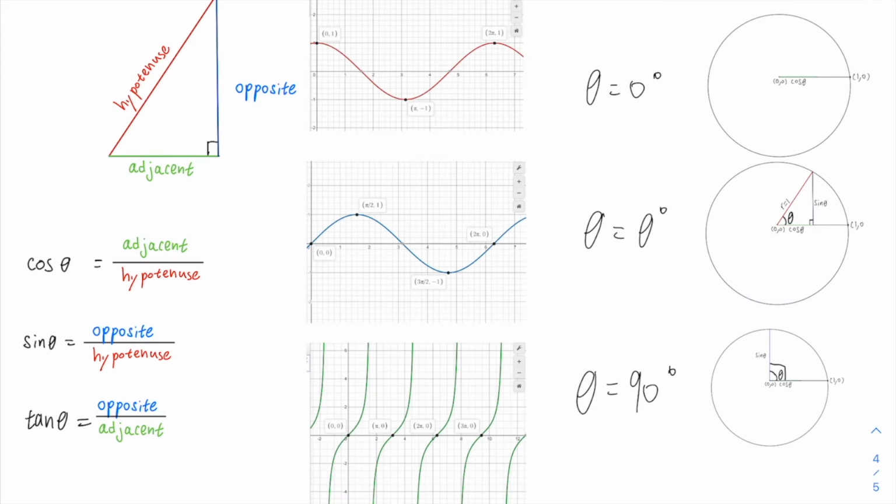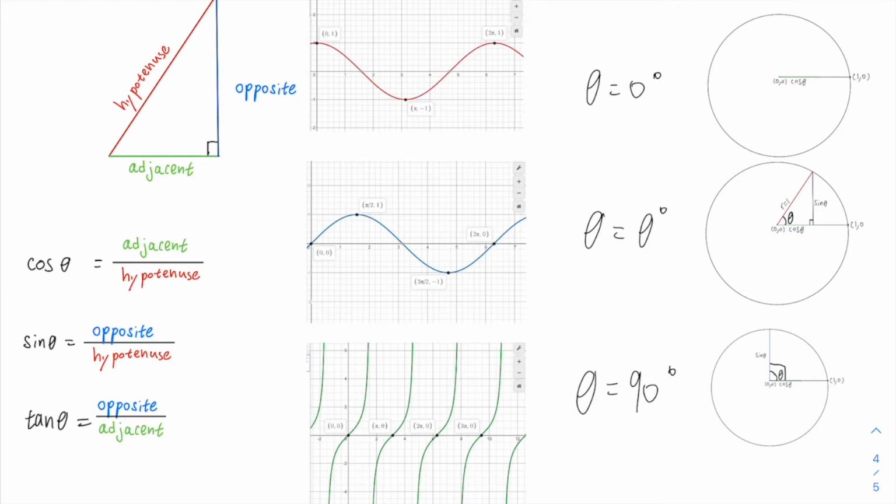So starting off from the basic definition of what is cosine, sine, and tangent. Cosine theta is adjacent divided by hypotenuse. Sine theta is opposite divided by hypotenuse. And tangent theta is opposite divided by adjacent. And remember, all three of these trig functions can only be used if the triangle is a right angle triangle.